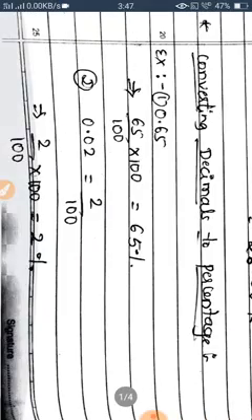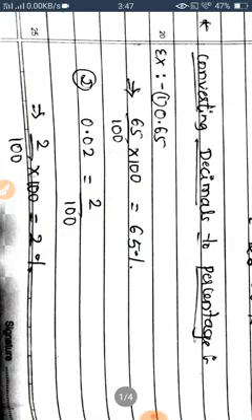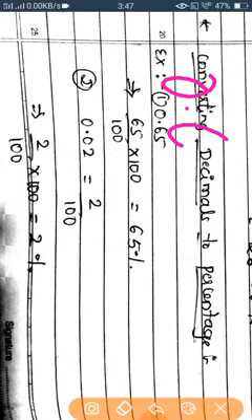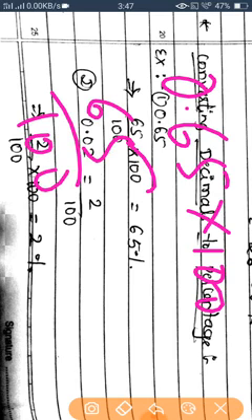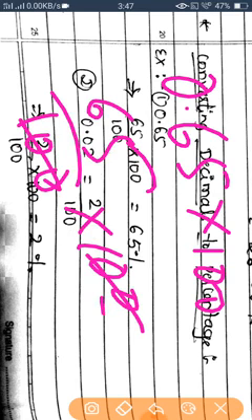Converting decimals to percentage. Decimals, first we have to convert to a fraction, then the same as before. If 0.65 is there, multiply by 100. If you are converting fractions, you just multiply and you'll get a percentage. 0.65 I can write as 65 by 100 into 100. See, the 100 gets cancelled, 65%. That's all.